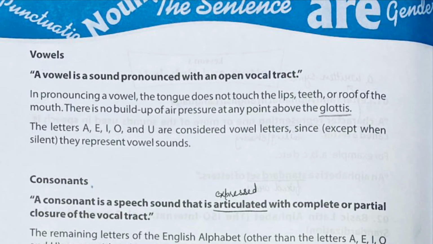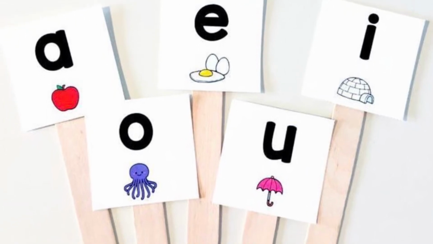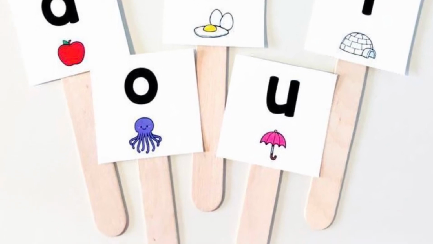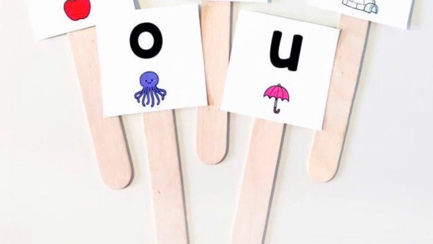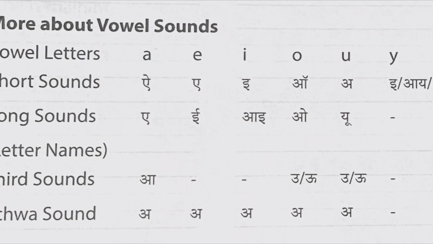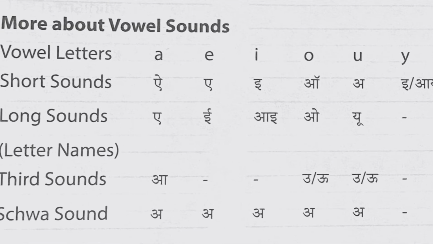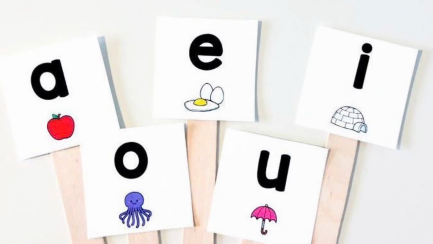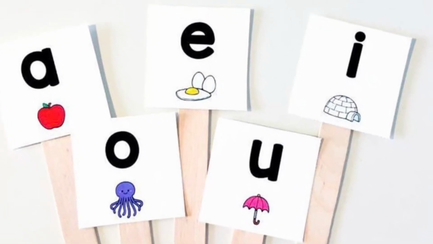Which are the vowels? The letters A, E, I, O, U are considered vowel letters since they represent the vowel sound. So these letters, particularly A, E, I, O, U, are vowel letters, because they represent the vowel sound.